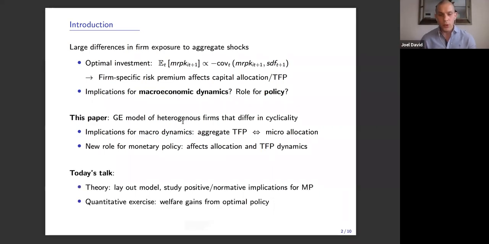For most of the talk today, I'm going to lay out the model and focus on the new positive and normative implications for monetary policy. At the end, I'll show a very simple quantitative exercise where we try to put some numbers on how large the welfare gains from policy could be in this type of environment, and just as interesting, how large the potential losses might be when the central bank ignores heterogeneity. In other words, when the central bank sets policy as if it were living in a representative firm world, but the world is really a heterogeneous firm world.